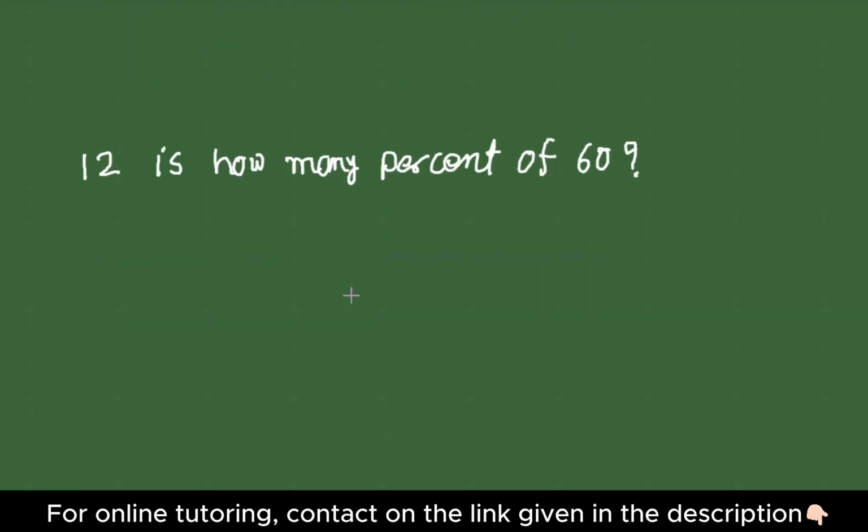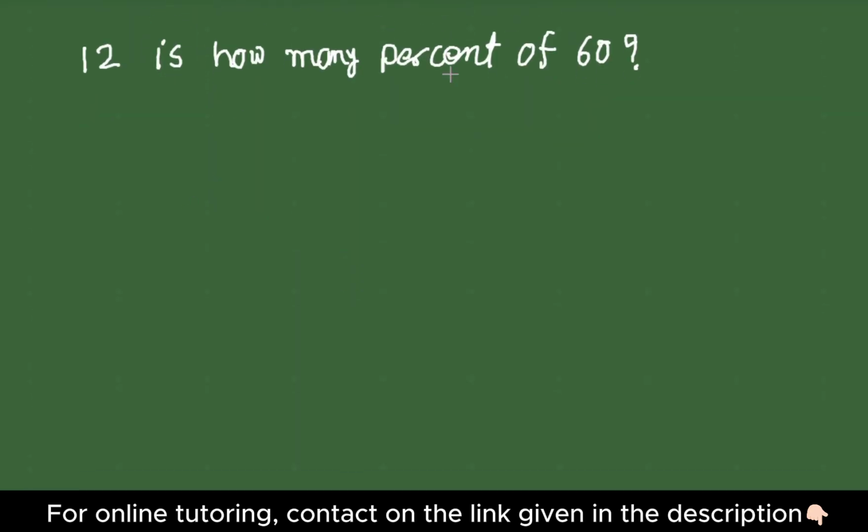Now let us do one more question. 12 is how many percent of 60? So this is 12 out of 60. So 12 over 60, and since we need to find out the percent, we will multiply this ratio by the number 100. Now we can cross out 10 from 60 and 10 from 100.